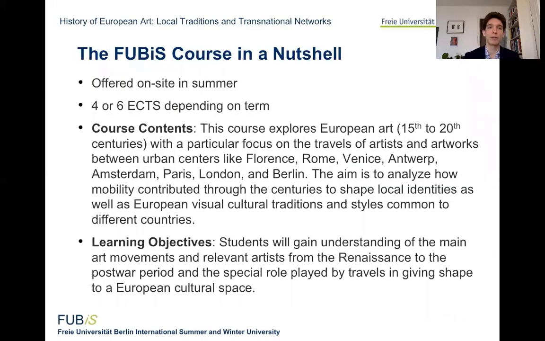So let's have a look at the contents and learning objectives of my course for FUBiS. As you can see, this course explores European art from the 15th to the 20th centuries, with a particular focus on the travels of artists and artworks between urban centers like Florence, Rome, Venice, Antwerp, Amsterdam, Paris, London, and of course, Berlin. The aim is to analyze how mobility contributed through the centuries to shape local identities as well as European visual cultural traditions and styles common to different countries.